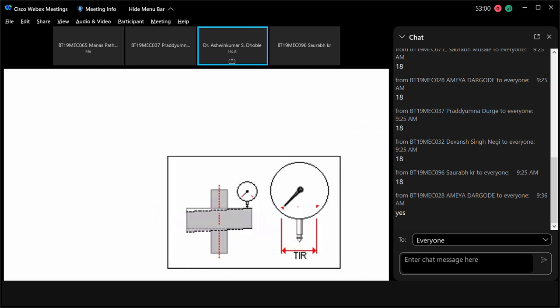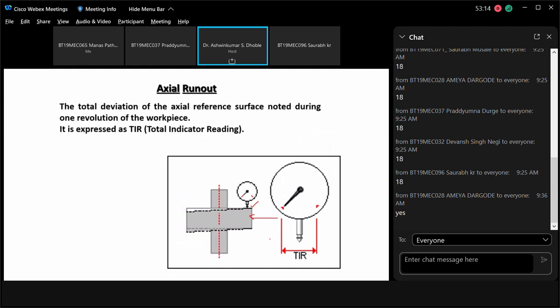Now this is the, ये देखिए सर, हम लोगों ने रेडियल के लिए यहाँ लगाया था डायल गेज, अभी इसने लैटरल के लिए टायर के साइड वॉल पे लगाया हुआ है. Okay, so now axial runout, this is also called as axial runout. The total deviation of the axial reference surface noted during one revolution of the one piece.